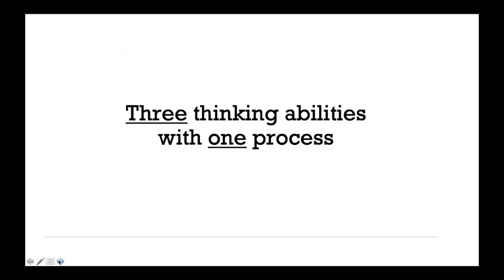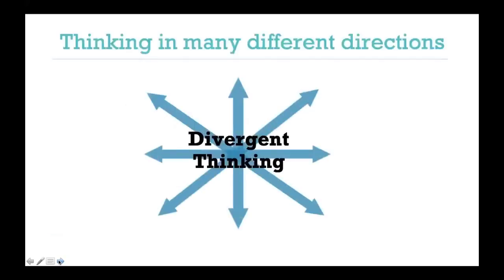And so while you were going through those different steps, you were developing three discrete thinking abilities with one process. Thinking abilities really powerful on their own, but when developed in concert, they're even more robust and powerful. So as you were asking as many questions as you could without stopping to edit yourself, you were thinking divergently. You were thinking in many different directions as you let those questions flow. This is a thinking ability often associated with creativity.